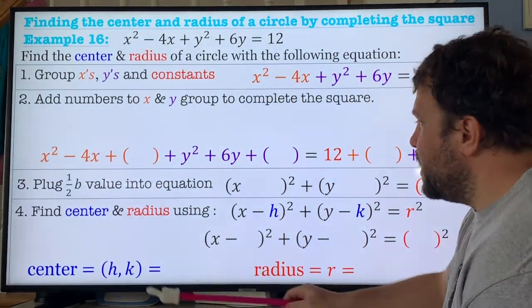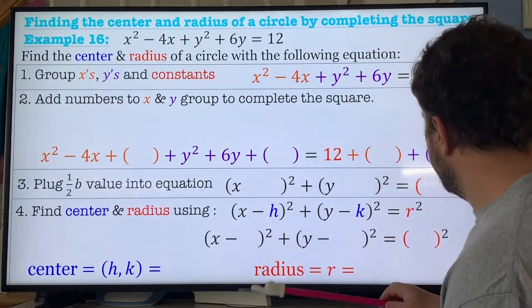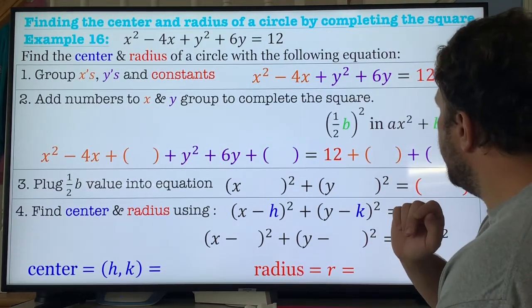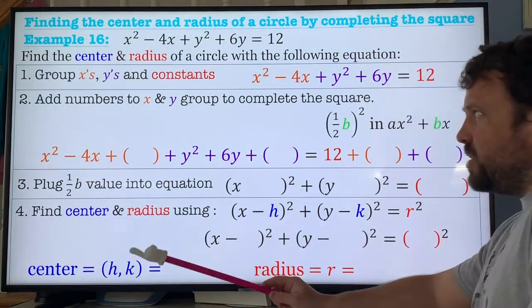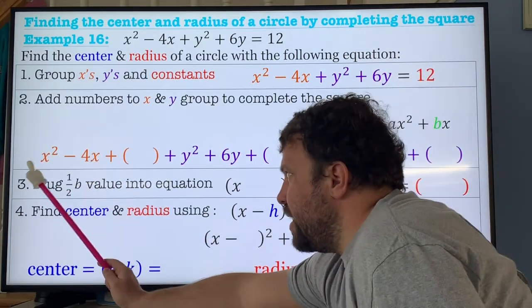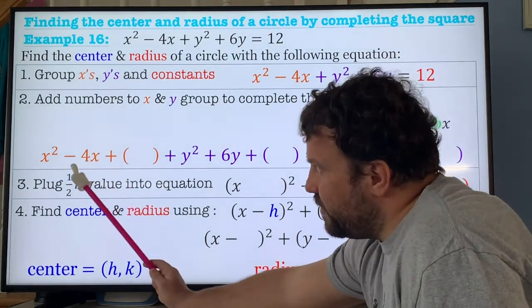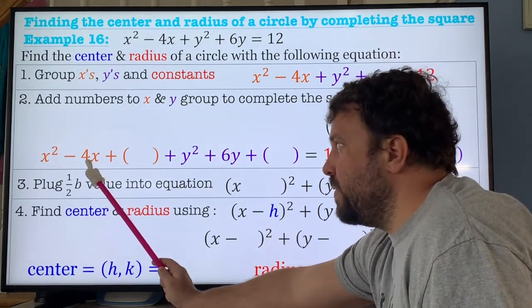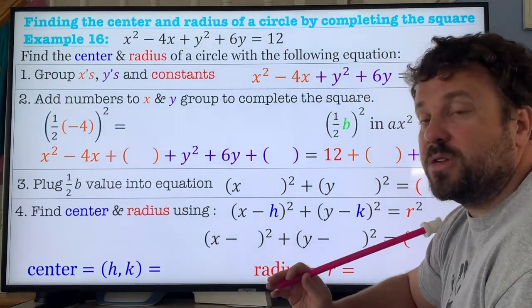So now we want to get this into this equation. In order to do that, we have to add numbers to both of these things in order to make a perfect square. To get a perfect square, you use one half b, squared, in ax plus bx. In case you forgot how to complete the square, you have ax squared plus bx plus c. Whatever is next to the variable that is not raised to a power, the x or the y, whatever that coefficient is, you are going to take half of that coefficient and then square it afterwards.